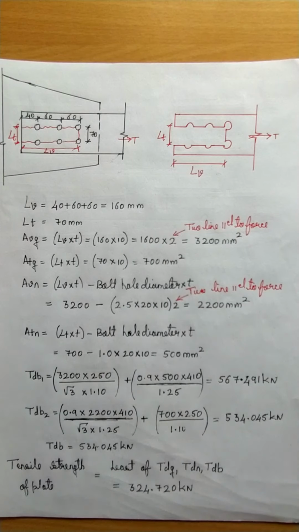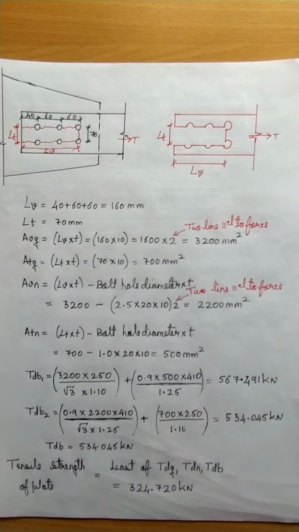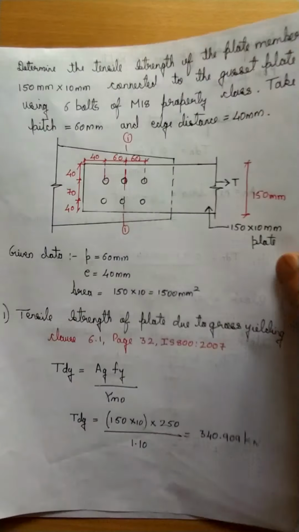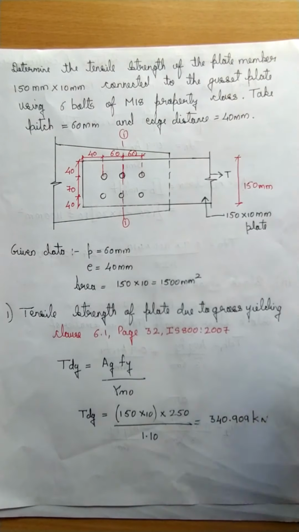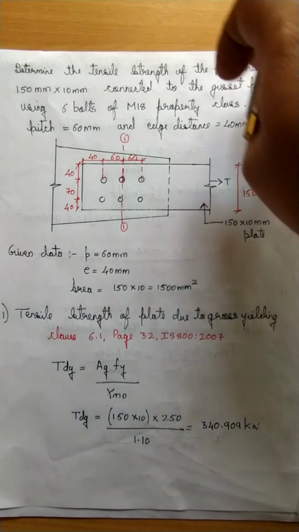So, this is how the numerical has to be solved. And the meaning of this is, now this has failed in this criterion, that is TDN is the least value. The meaning of this is the member will fail in the rupture, that is rupture of the critical section. So, one of the sections from the plate direction, whichever we have considered, it may fail. So, this completes the numerical on the tension member.